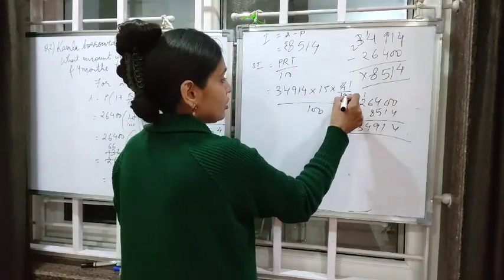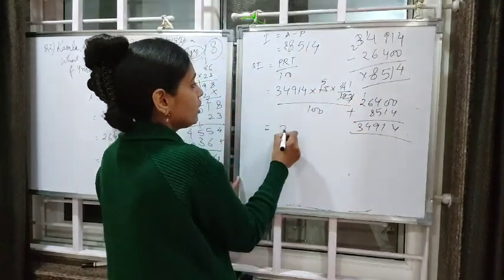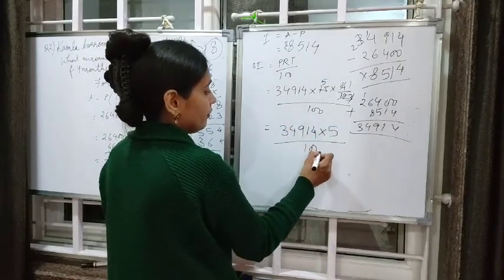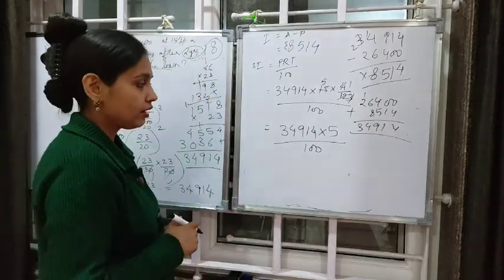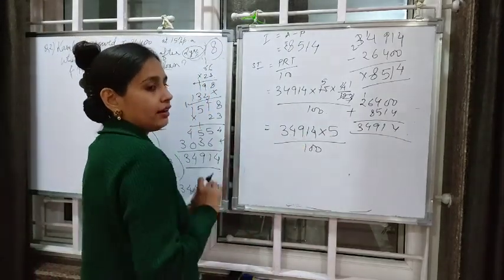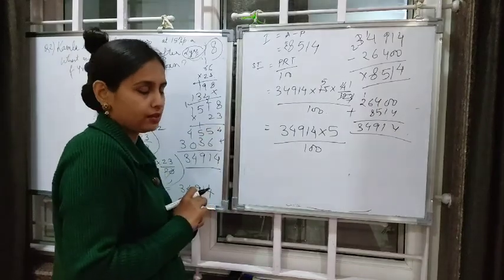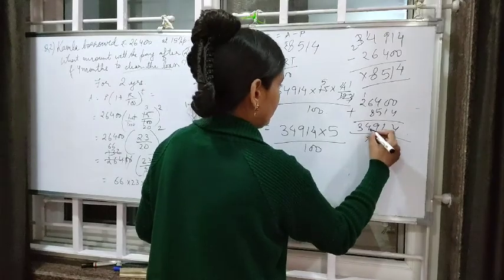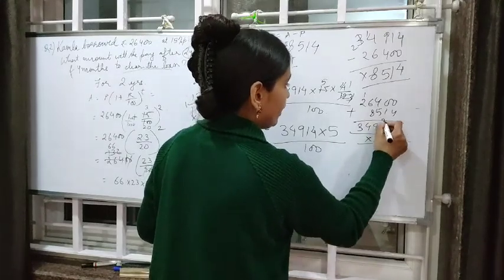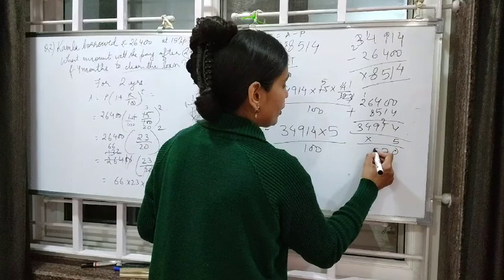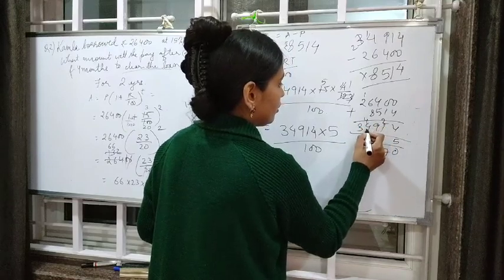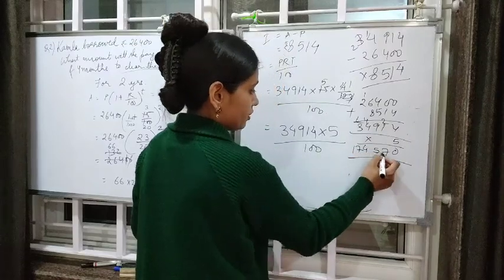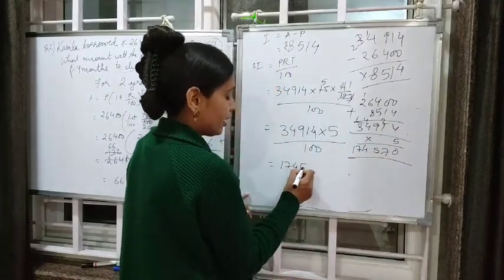4 ones are 4, 3 threes are 3, 1 ones are 1, 5 fives are... So what is left? 34914 into 5 divided by 100. Now you multiply by 5 and put 2 decimal places. Let's see what comes. Multiply by 5. 5 4s are 20, 5 1s are 5, 6, 7, 5 9s are 45, 5 4s are 20, 24, 5 3s are 15, 16, 17. 2 decimal places, that is 1745.70.